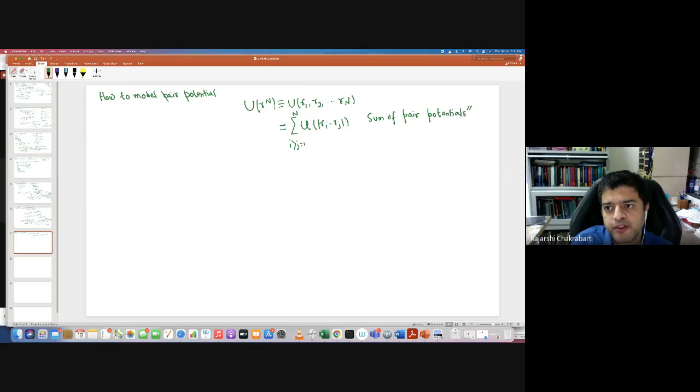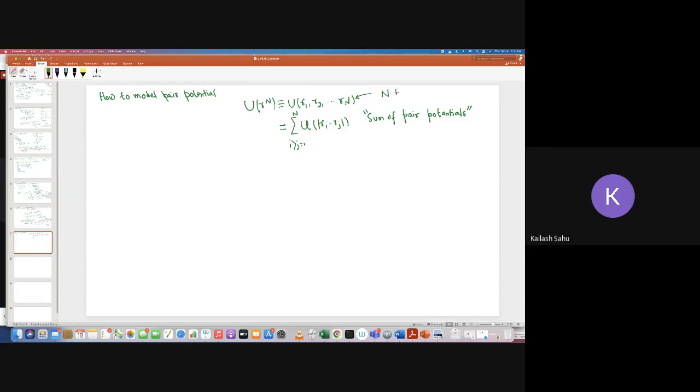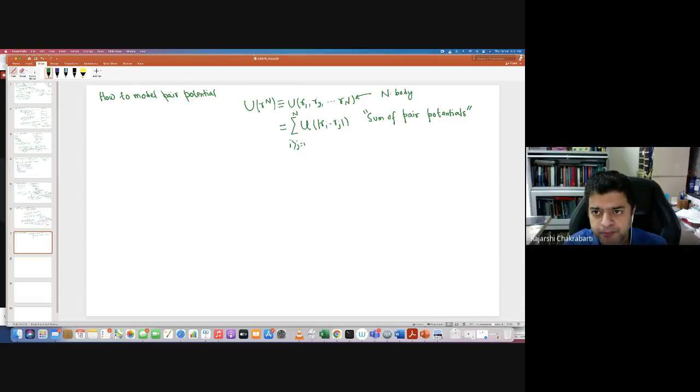Sum of pair potential, that is exactly what you do, isn't it? Yes, sir. This is n body potential. And this pair potential, can you give me a good example of this pair potential? Lennard-Jones potential. Yes.